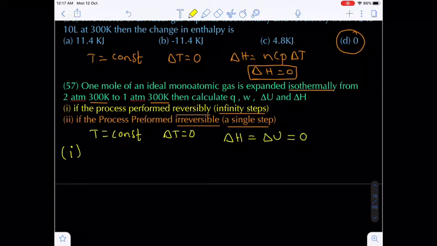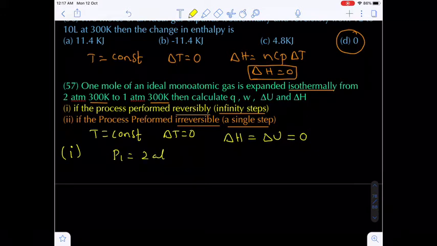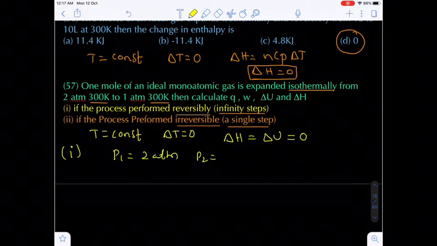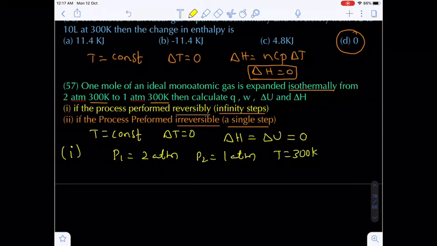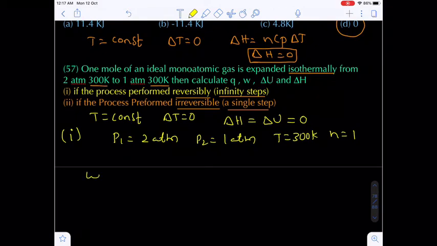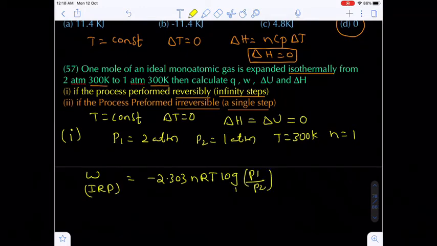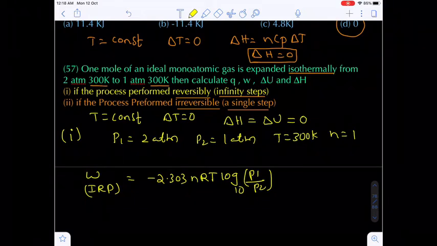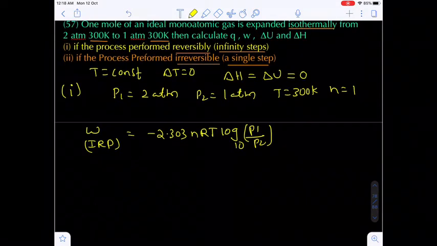Okay, now from here, initial pressure is given how much? 2 atmosphere, and final pressure is given how much? 1 atmosphere, and the temperature is 300 Kelvin. How many moles of ideal gas? 1 mole. Okay, now what is the work done in an isothermal reversible process? That will be equal to minus 2.303 nRT logarithm of P1 by P2. Remember, here pressure is given, that's why I am taking P1 by P2. If the volume is given, then I have to take V2 by V1.